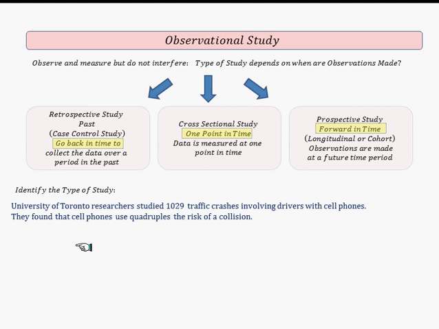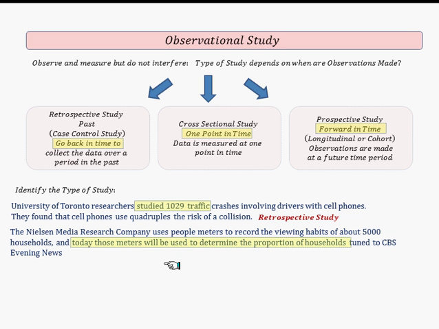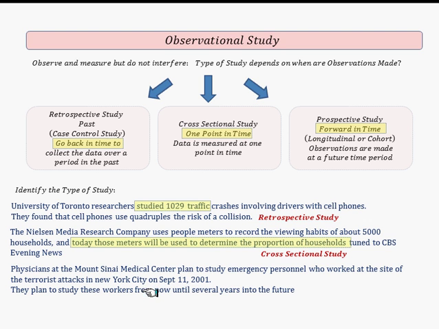And here are 3 examples. Now the key words here: the researchers studied 1,029 traffic crashes. This is in the past, the retrospective study. In this case, today these meters will be used to determine proportions. This would be cross-sectional. And finally, the study works from now until several years into the future. This is prospective.